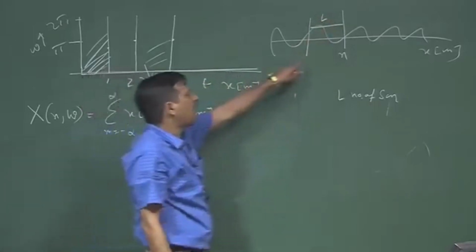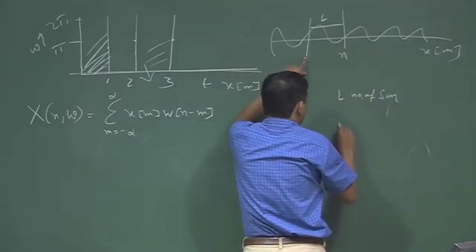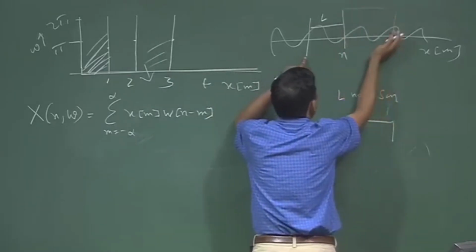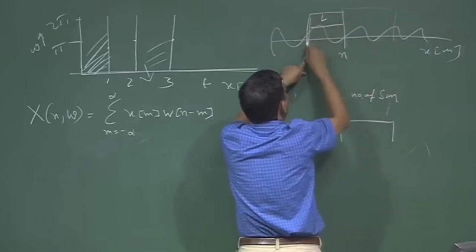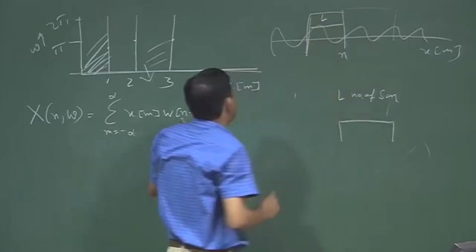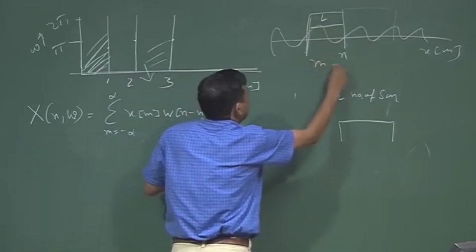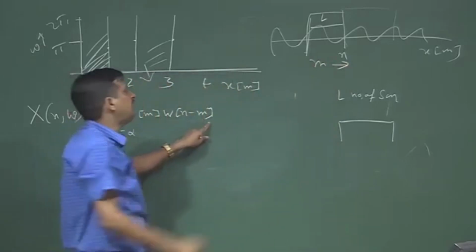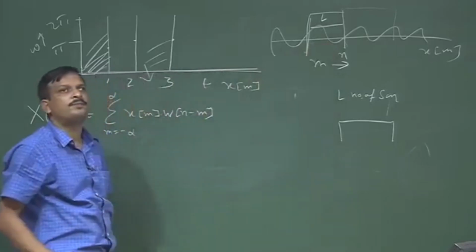Once I cut it, it means I am multiplying by a rectangular window of L length. Suppose this is my rectangular window. I am inverting the time of the window this side and cutting the signal. That is why it is n minus m, because m varies along this axis. So I cut n minus m samples of the signal and multiply.